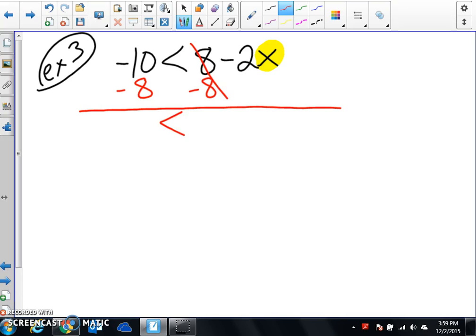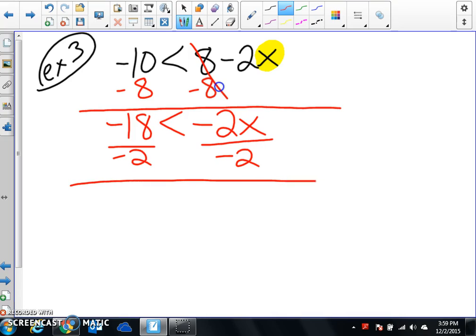Those cancel. Negative 10 minus 8 is negative 18. Drop down your negative 2x. The opposite of multiplying by negative 2 is dividing by negative 2. I draw my line. I stop. Did I divide or multiply by a negative? Yes. So I flip my sign. Negative, negative is a positive. 18 divided by 2 is 9.